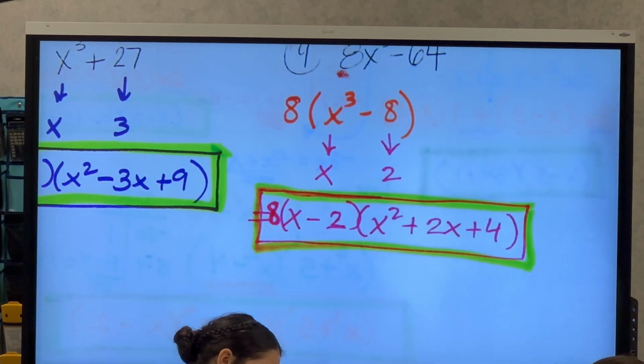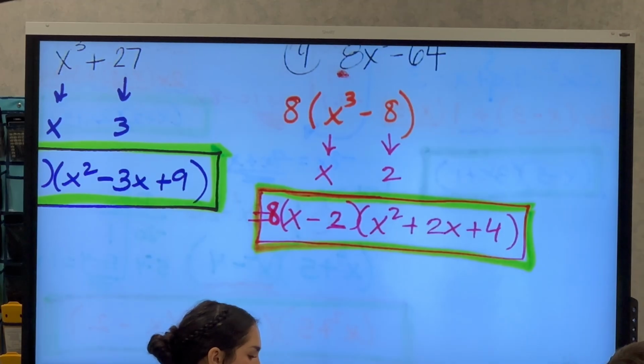All right. So it's not so bad. Once you understand the pattern and you use it, it'll stick. But you got to use it in order for it to stick.